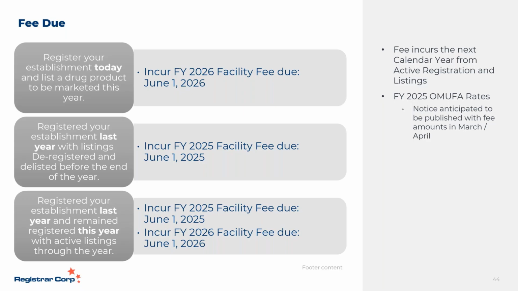If a facility was registered last year and deregistered by the end of the year, delisted its products, it will still incur the fee this coming fiscal year publication for 2025. That'll be due in June. So even though they're not actively registered now, they still incur the fee this year. When a facility registered last year and re-registered this year, they will incur the facility fee for this year in 2025, and they will incur the fee next year for 2026. Okay, so that's kind of how that works.